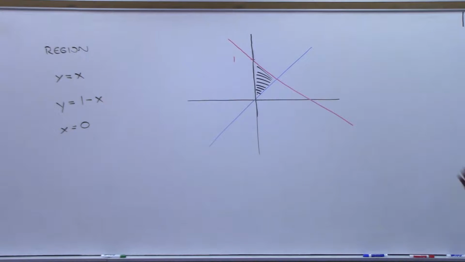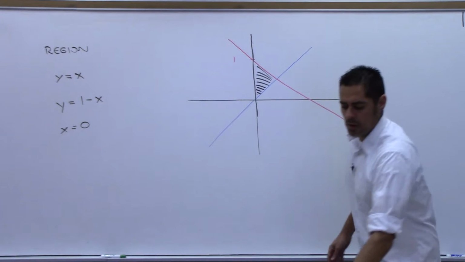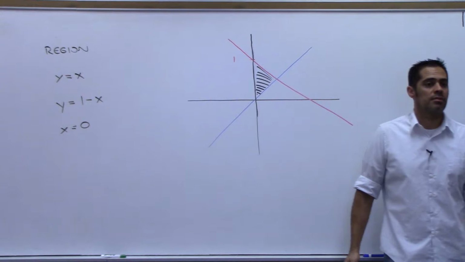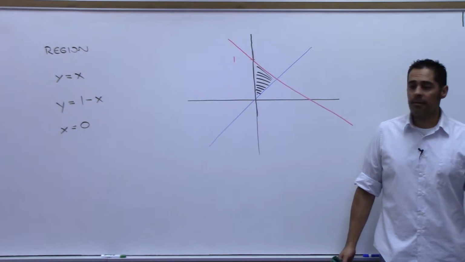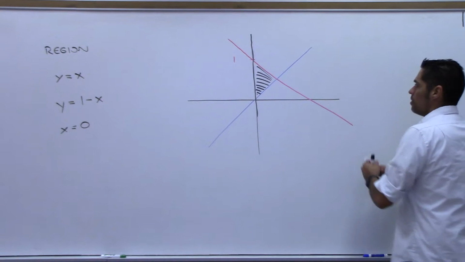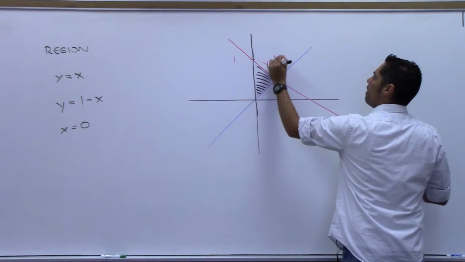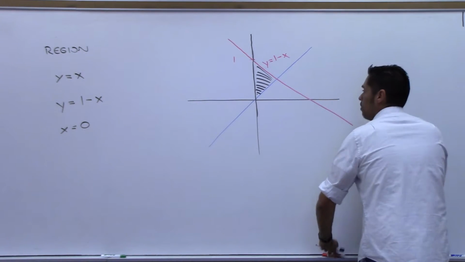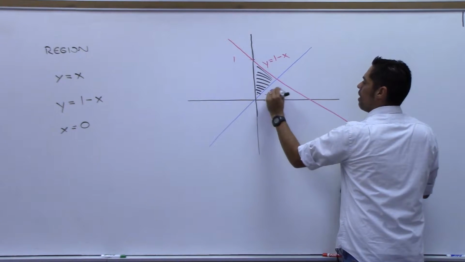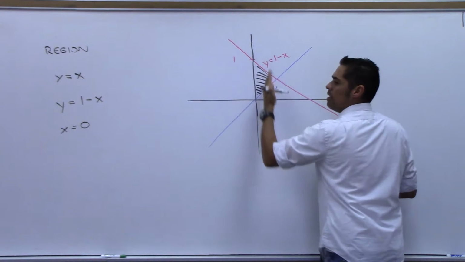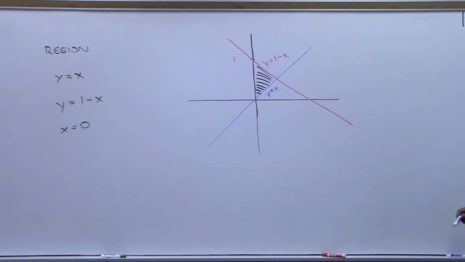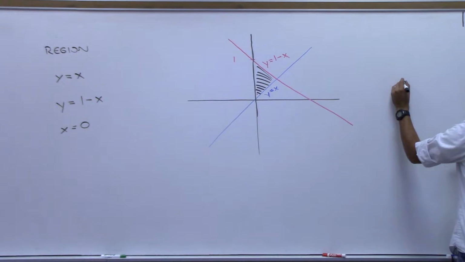Here's what I'm going to tell you. Cross sections form squares. Give me the volume. All right? So this is y equals 1 minus x. This one is y equals x, right? I take a cross section, I cut through like this, and it forms squares. So think about what that square would look like.